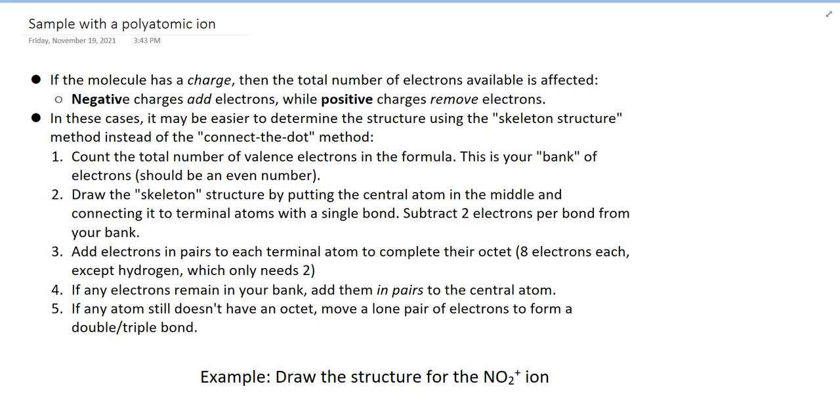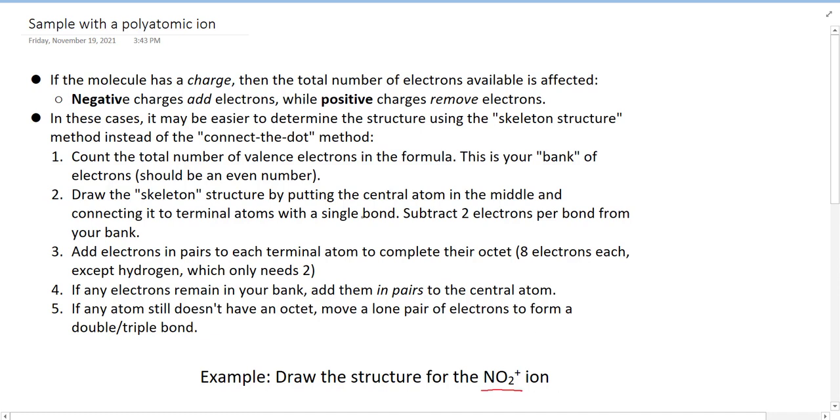So if a molecule has a charge, we call that a polyatomic ion, and we have to adjust the number of electrons in our structure. Negative charges mean you've added electrons, and positive charges mean you remove electrons. In these cases, it's easier to use the skeleton structure method instead of the connect the dot method. So let's go ahead and do the steps of this on the NO2+ ion down here.